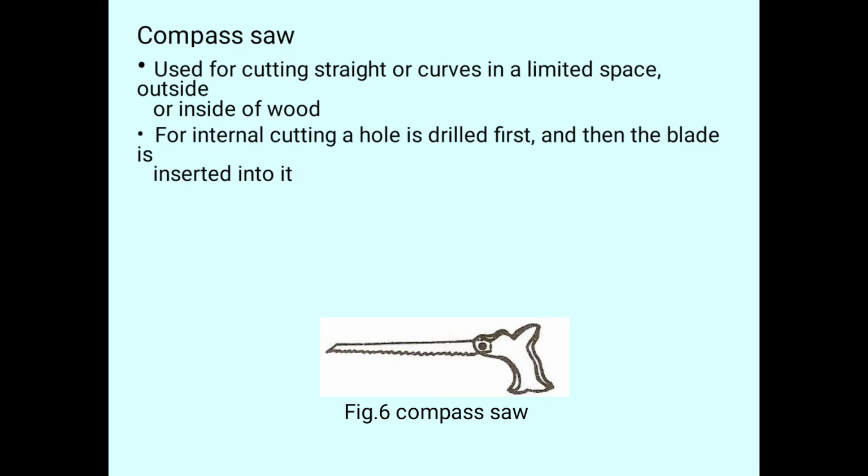Next, for internal cutting, a hole is drilled first. First of all, we have to make a hole on the wooden workpiece. Then the blade is inserted into the hole. You can also select an existing hole on the wooden workpiece. If you want to enlarge or smoothen the internal surface of the hole, we can use this compass saw.